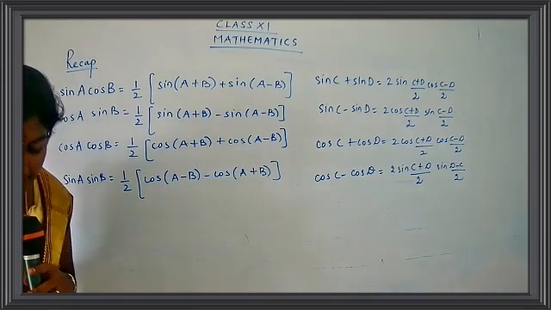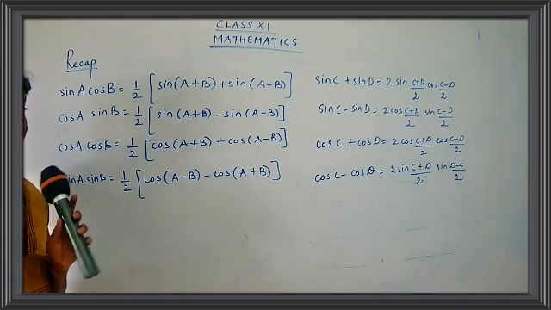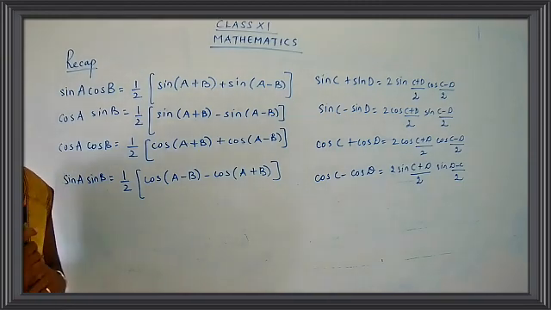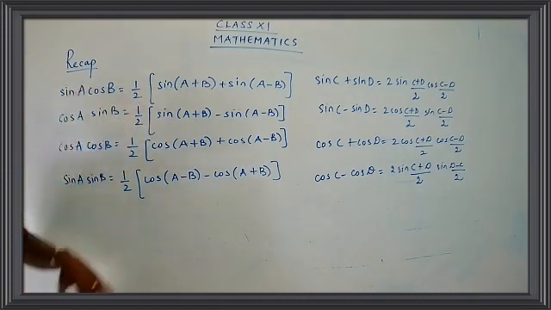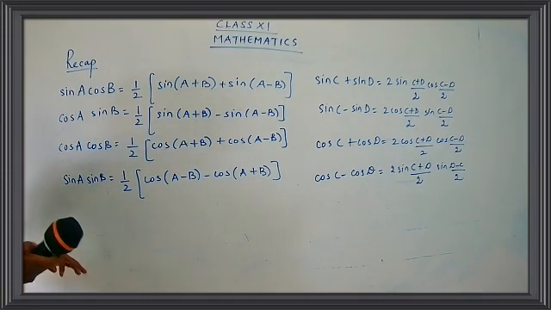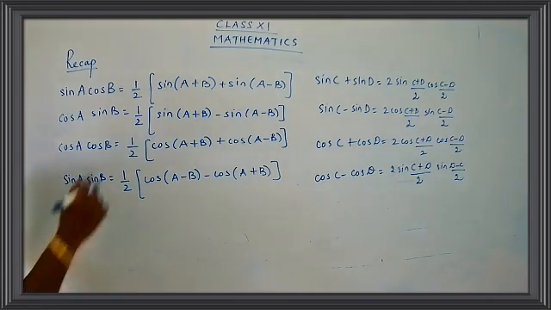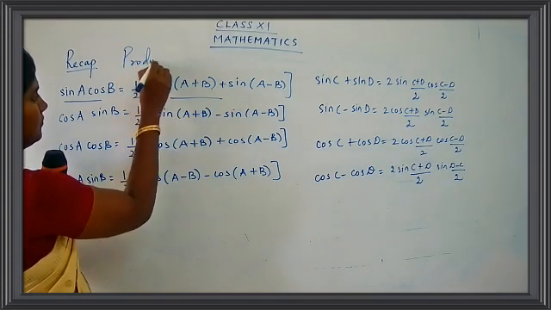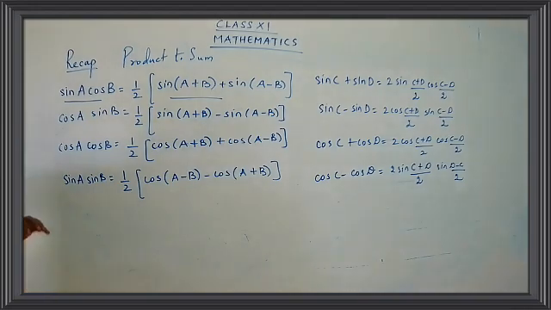So in the previous classes, we have seen a formula for product to sum identities and also sum to product identities. So let us see the formula based on product to sum. So what were the formulas under product to sum? We had four formulas under product to sum. Okay, let's see the formulas over here.